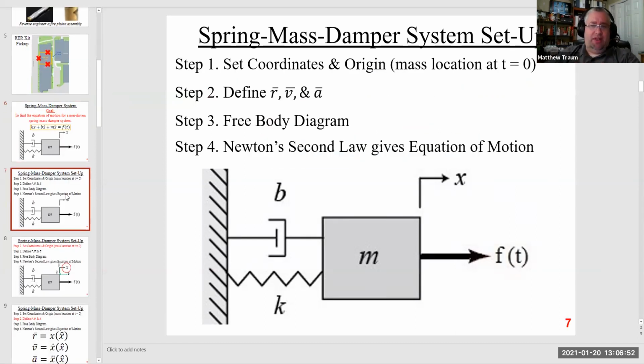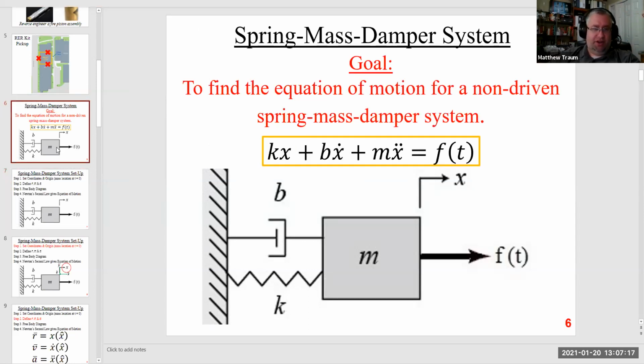The way that I'm going to do that is go through four separate steps. I'm going to create an origin. I'm going to define my position, velocity, and acceleration variables. I'm going to draw a free body diagram, and then I'm going to apply Newton's second law as a force balance to the free body diagram to back out this equation.